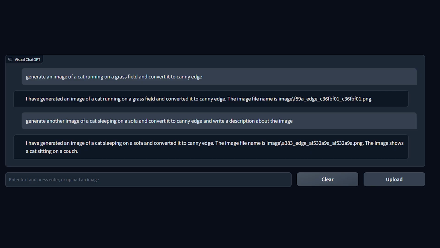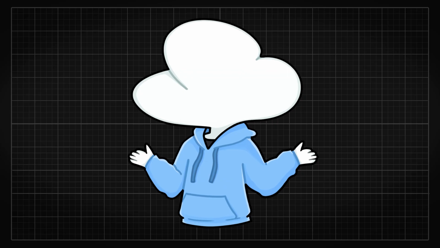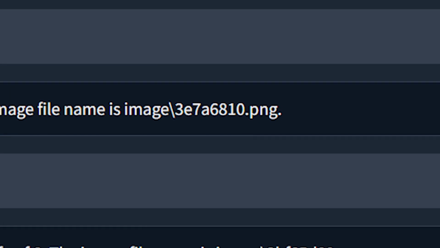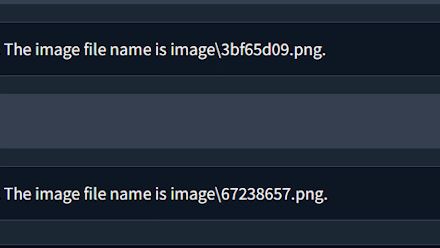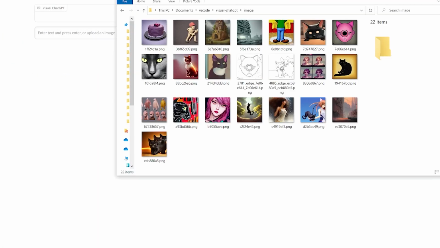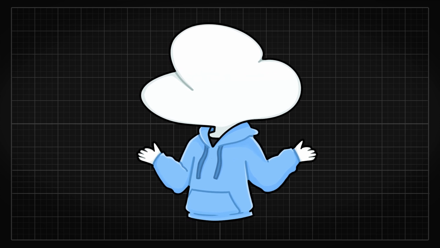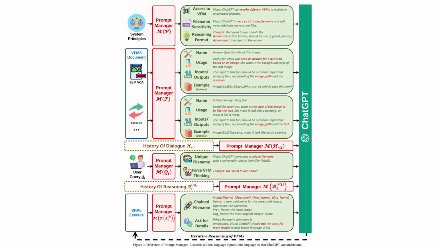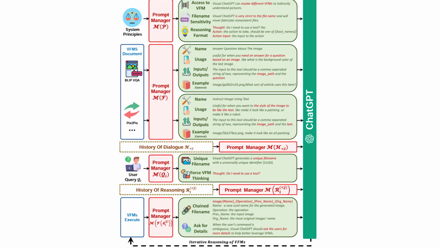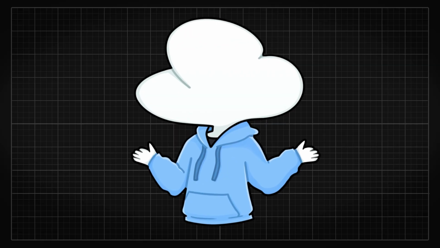But chaining operations did work, and it was pretty neat. But another downside is that unlike the demo, the whole dialogue doesn't display the images for some reason, so you will need to have your file explorer on the side to view your results in the meantime. And yeah, that's it about Visual ChatGPT. The whole workflow management by the prompt manager is pretty impressive, and I feel like this is something I would see in a startup company.